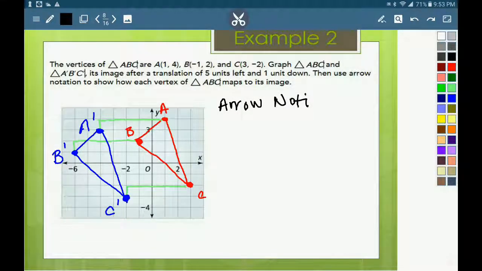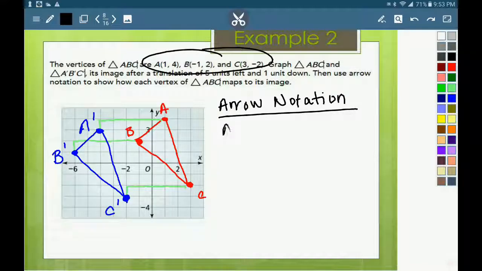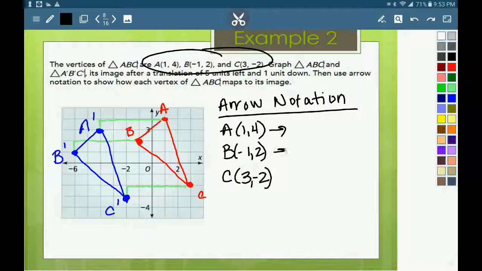And I literally am just going to write down what the original points were, which they've already told us up here. So A was (1, 4), B was (-1, 2), and C was (3, -2). Put an arrow between them, and then you have A prime, B prime, and C prime, and I'm just going to read where the points went off the graph.